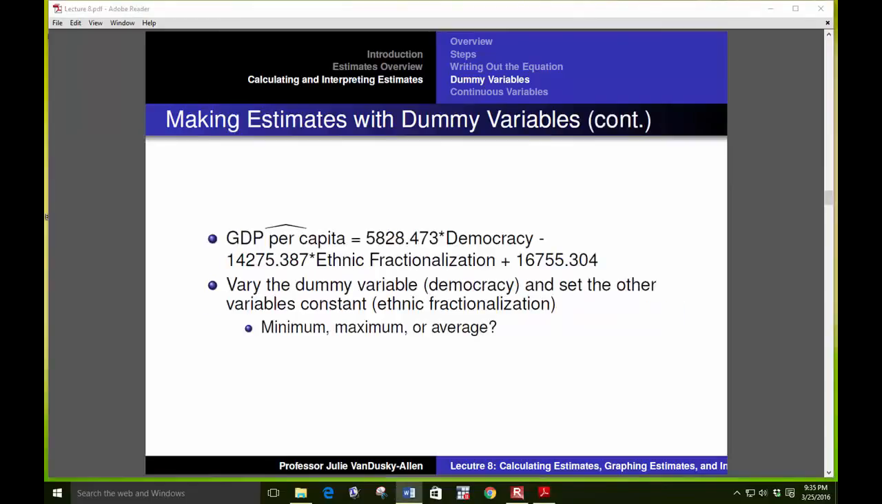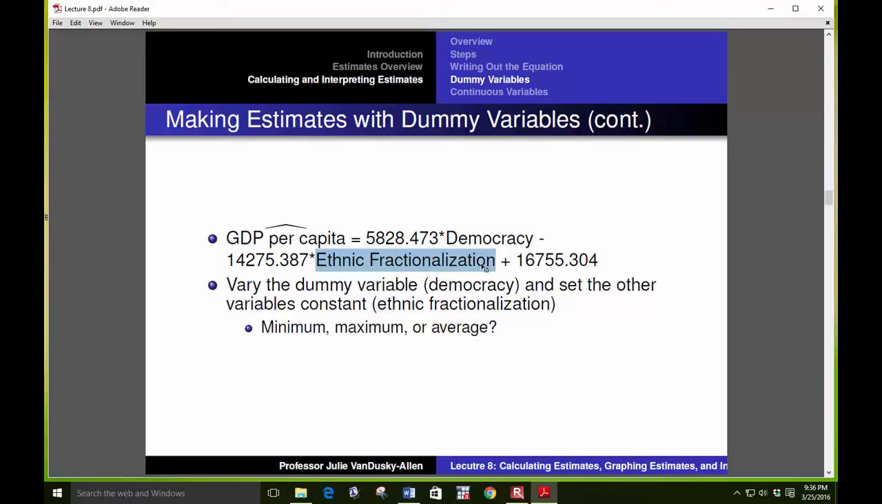So to do this, we start with the equation here, and we will vary democracy and set ethnic fractionalization constant at a certain value. Note that if there were additional independent variables in this model, we would also set them equal to a constant value as well. So what should we set ethnic fractionalization equal to?